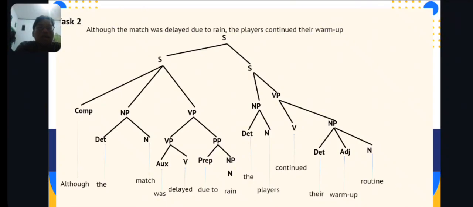So number 2 is: although the match was delayed due to rain, the players continued their warm-up routine. The determiner is the, and the noun is match. Aux is was, verb is delayed. Preposition is due to, noun is rain. The player: the is the determiner, the noun is player, the verb is continued, the determiner is their, the adjective is warm-up, and the noun is routine.